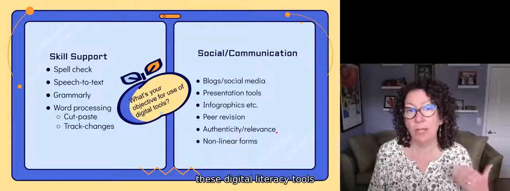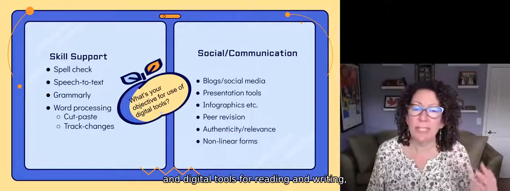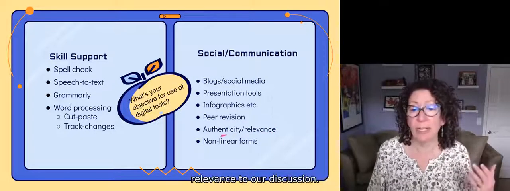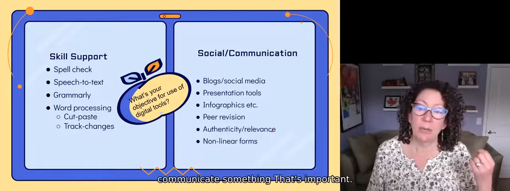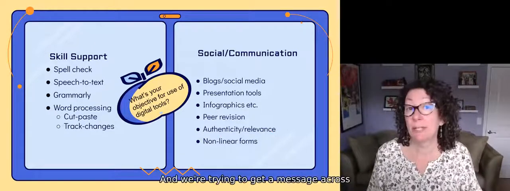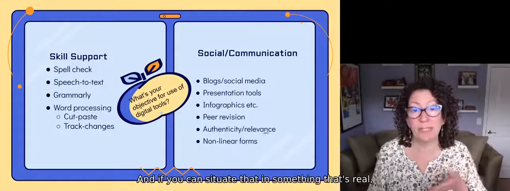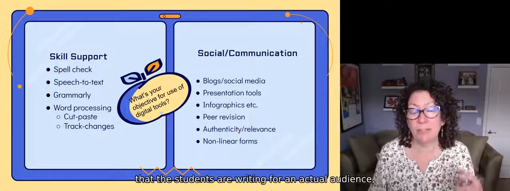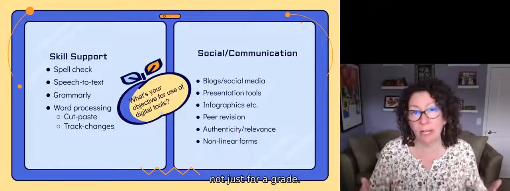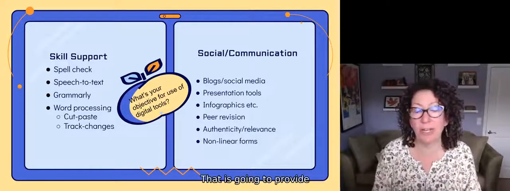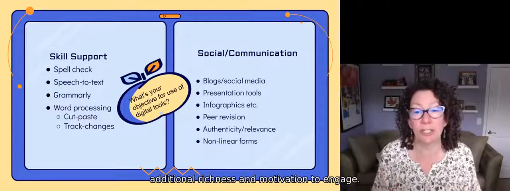but I want to come back always to this idea about authenticity and relevance. When we are using these digital literacy tools and digital tools for reading and writing, we need to bring authenticity and relevance to our discussion, that we are trying to communicate something, and that's important, and we're trying to get a message across, and we're trying to receive a message. And if you can situate that in something that's real, that the students are writing for an actual audience, not just for the teacher, not just for a grade, that is going to provide additional richness and motivation to engage.